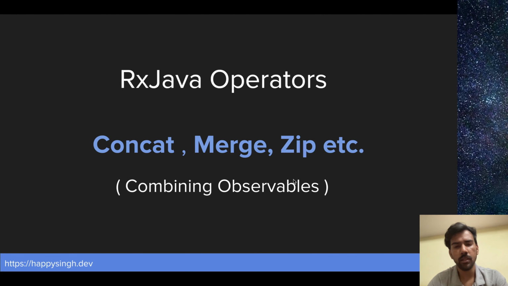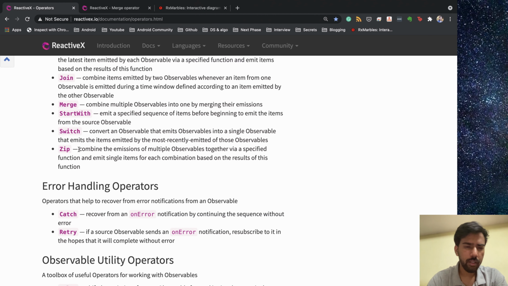So the third one is the zip operator. The zip operator does the same thing as per its name. As per the definition, as you can see, it combines the emissions of multiple observables together via a specified function. So you will have a function which will determine the result of combining the two, and it will emit a single item based on the result. So let's understand its marble diagram.